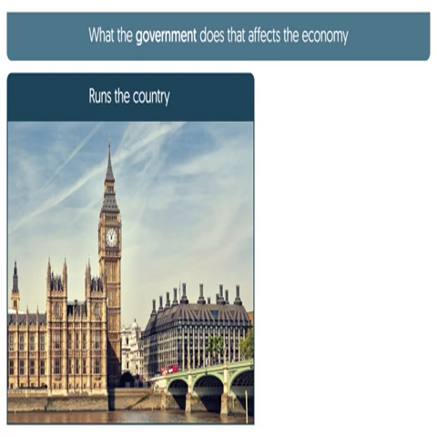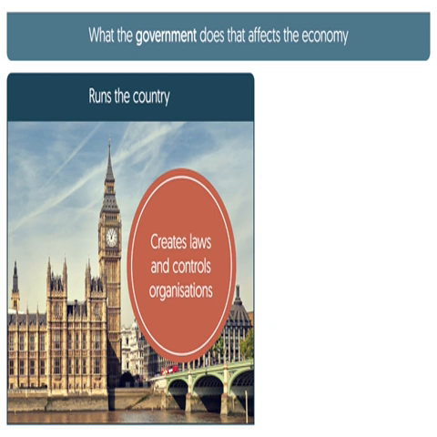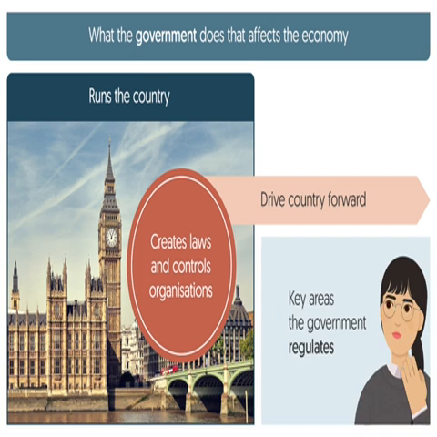In this pod, we'll look at what the government does that affects the economy. The government is an organisation that runs the country. It creates laws and controls other organisations with an overall aim of driving the country forward. Here, we're going to focus on the key areas the government regulates.